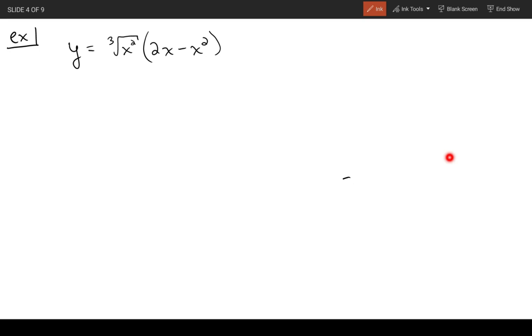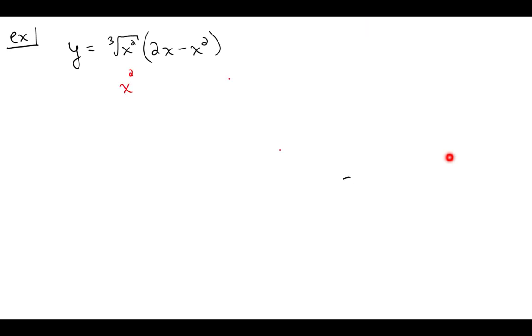All right, and you might also want to just rewrite this first. This is going to be the 2/3 power, right? You just keep the rest of it. You need to be very comfortable with rewriting those. Remember, the top is the power and the bottom is the root.